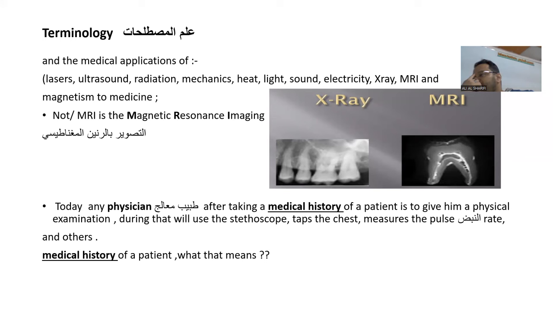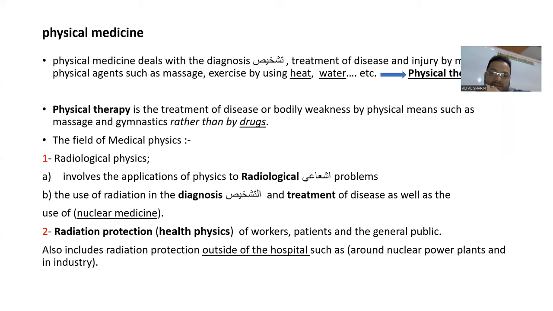Everyone knows if you have a surgery and you must do it, before that the physician will come to take your heart pulse to be sure you are ready or not. If your heart pulse is more than 120, I think the doctor will decide or prefer not to do the surgery today. That means heart pulse measurement is important and has a great effect on your life. And the other medical history of patients, what that means, I answered this question. I was talking about the medical history. Let's go to another one. Physical medicine deals with the diagnosis and treatment of disease and injury.